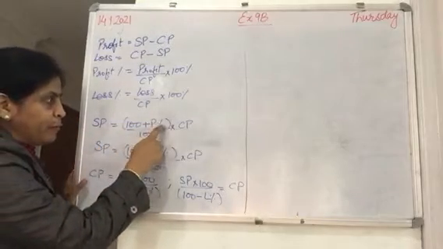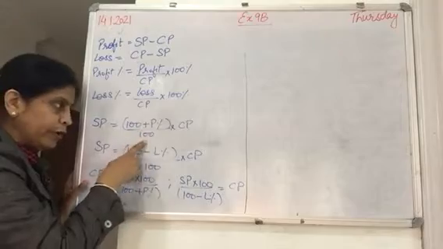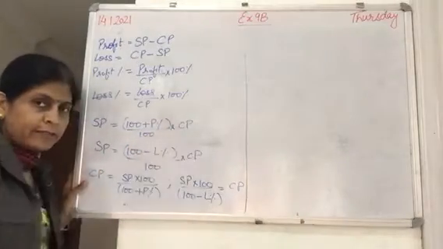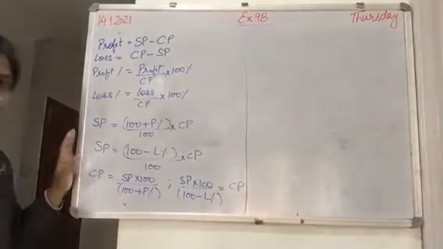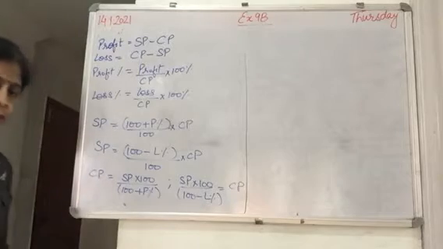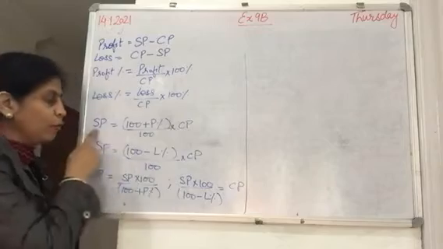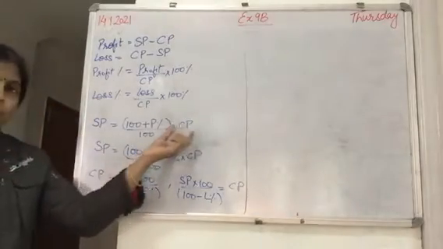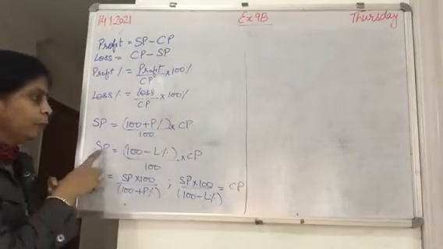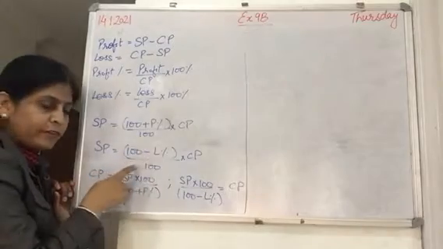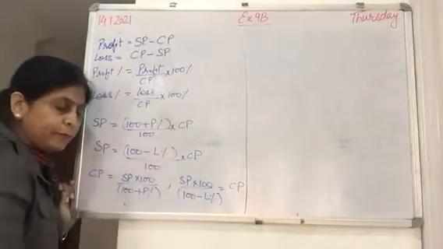SP equals 100 plus profit percent, and because it is percent, upon 100 into cost price. This is the direct formula, and I am applying this direct formula in all the questions. Now if it is loss instead of profit percent, this formula is applicable when you have cost price plus profit percent. Now for loss it is 100 minus loss percent upon 100 into CP.